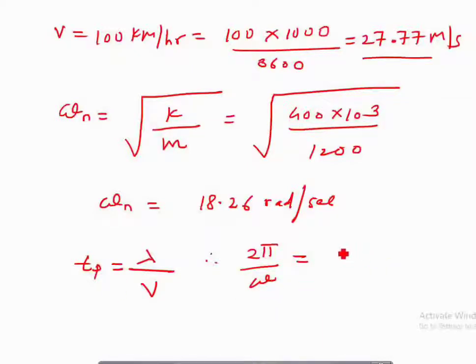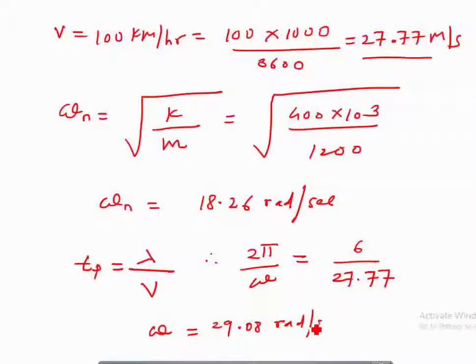So omega is equal to 2 pi upon, lambda is 6 meter, divided by velocity is 27.77. Okay, so from this calculation I am getting omega as 29.08 radian per second.